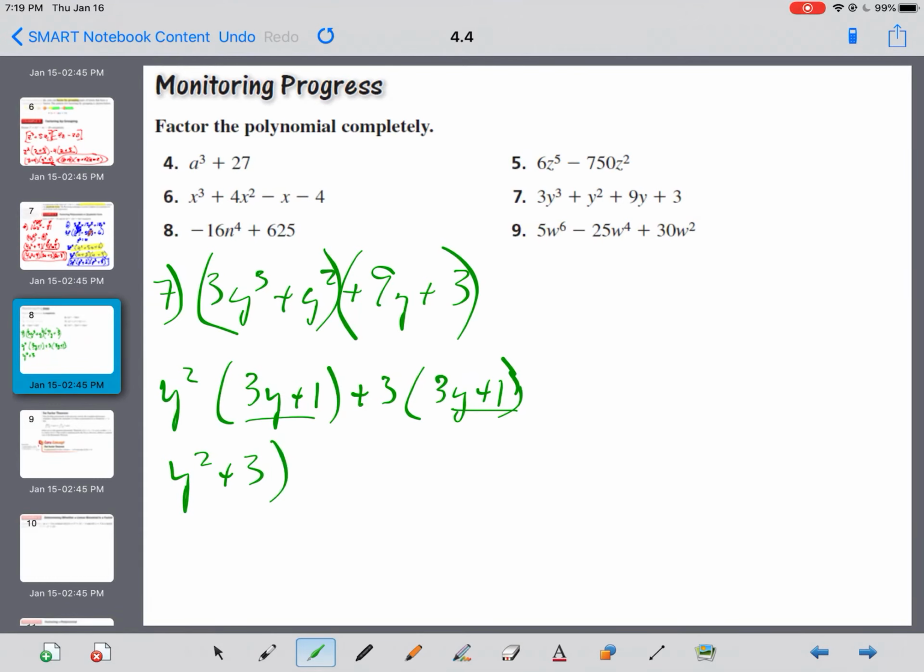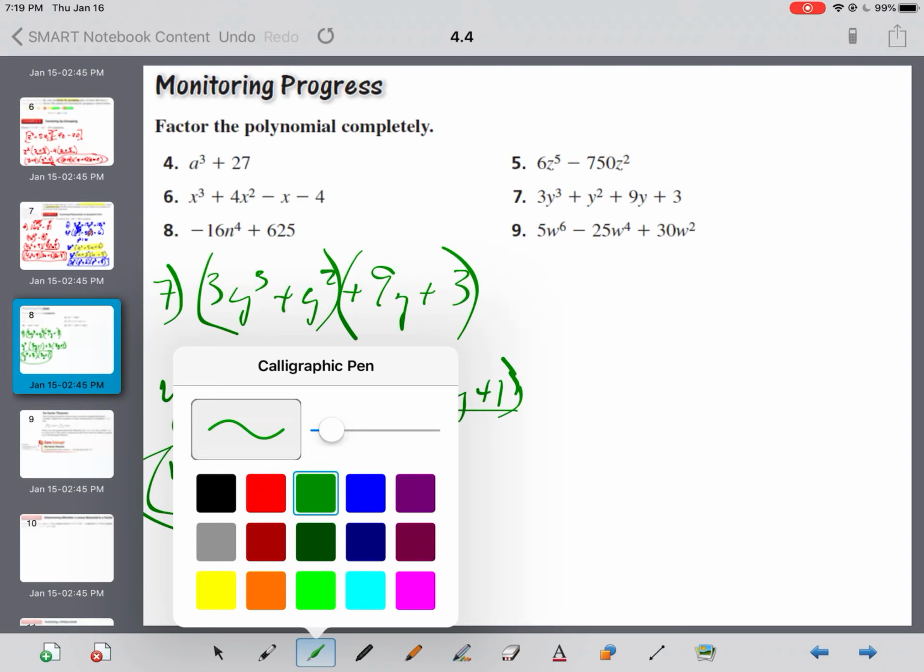So we got y squared plus 3 times 3y plus 1. And y squared plus 3, it's definitely not a difference of squares. It's not a difference, and 3 is not a square. So we're stuck right there.